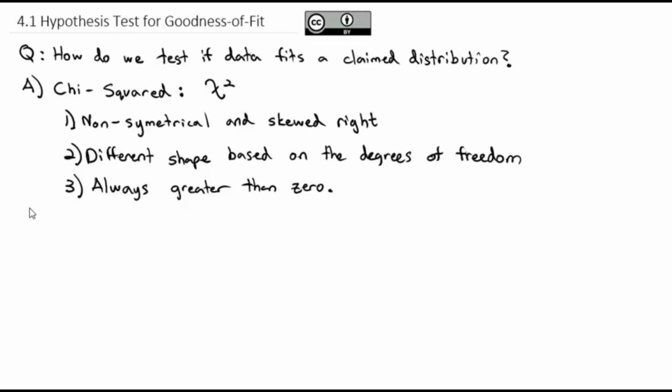With the t-distribution and the normal distribution, we found it symmetrical around 0. We had positive values and negative values, representing if we were left or right of the mean. The chi-squared doesn't do that.